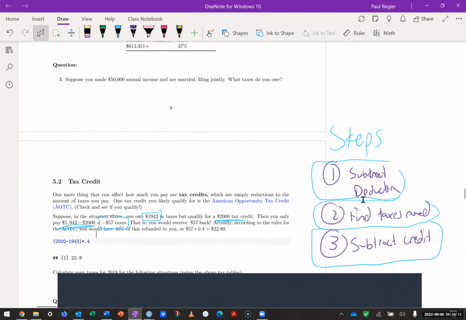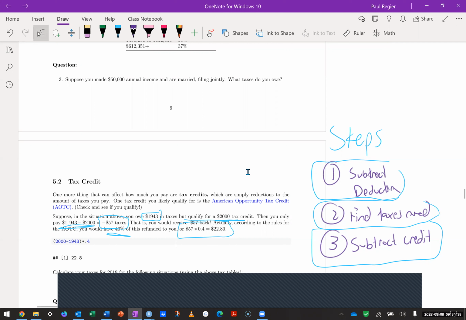You get $57 back. And so there's some rules on whether you can receive the income back for its full amount. That's called a refundable tax credit. Some are non-refundable, meaning you can't receive any extra money back. You just, in this case, would have zero taxes. Or some, you get 40% refunded. So here we would have 40% of our excess, like our money back that we get.